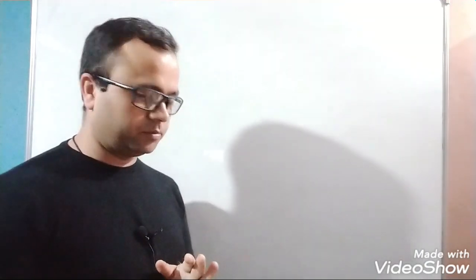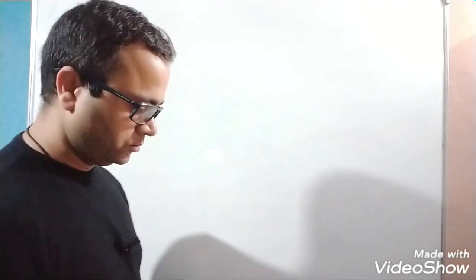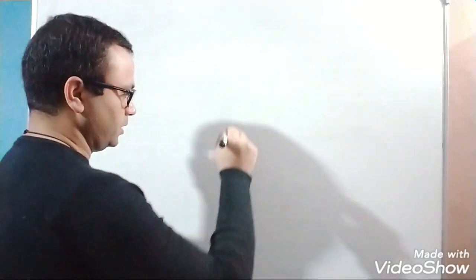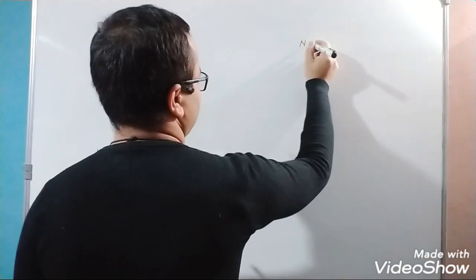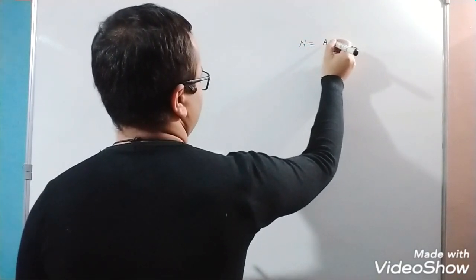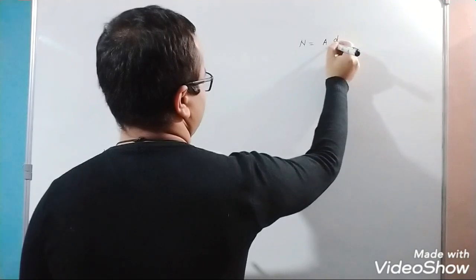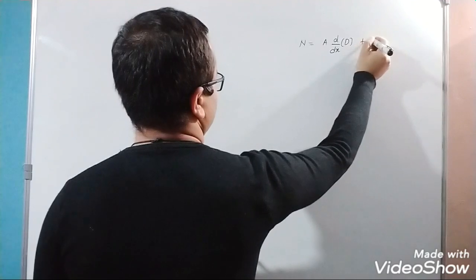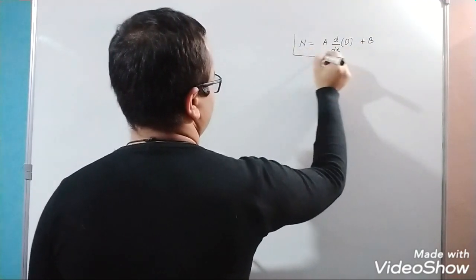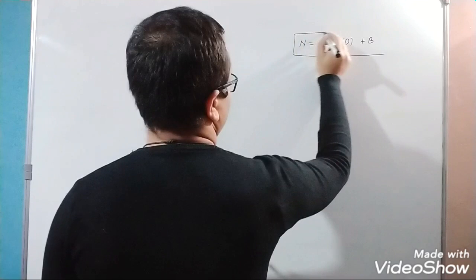Class 12. Today we will continue exercise 7.4, integrals of some particular functions. So we are in question number 17. Before solving question number 17, first we have to remember this formula. First we have to calculate the numerator. Numerator equals A times the differentiation of the denominator plus B. We have to learn this formula before solving this type of question.